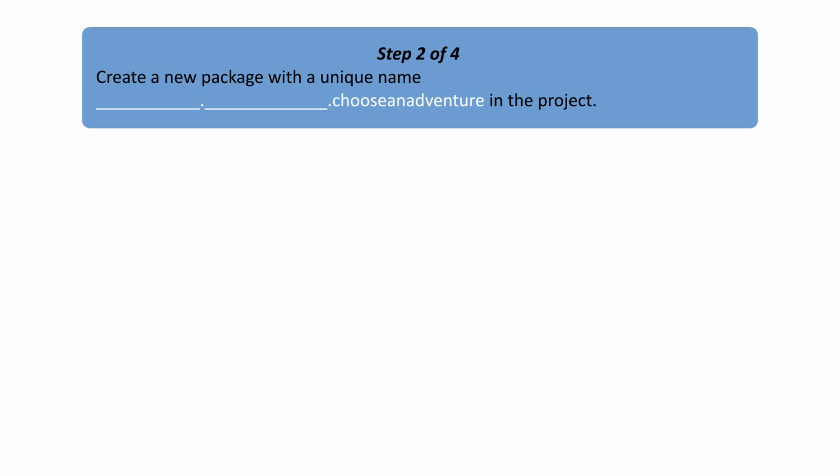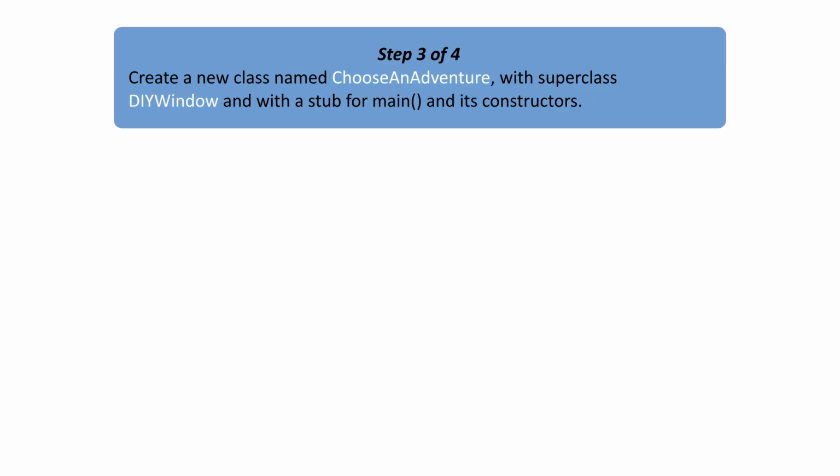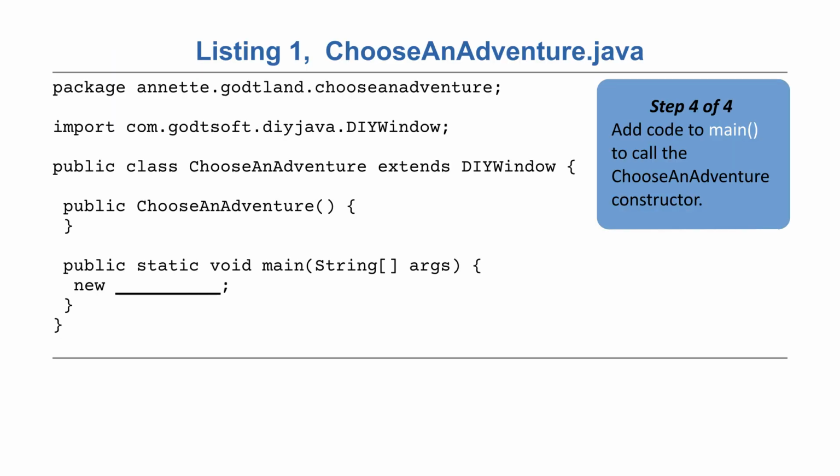Next, create a new package with a unique name. Hint, I named mine Annette.Gotland.ChooseAnAdventure. Then create a new class named Choose an Adventure with superclass DIY window and with a stub for main and its constructors. And finally, add code to main to call the Choose an Adventure constructor. Run it. What happened? It should have opened the DIY window with no contents.